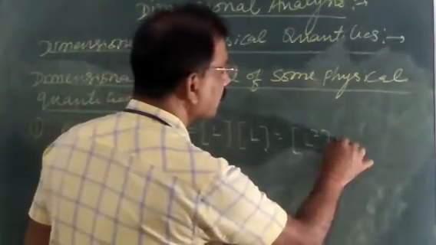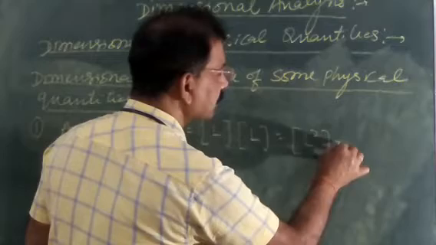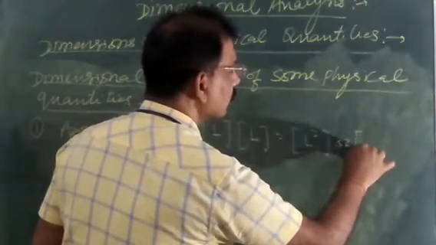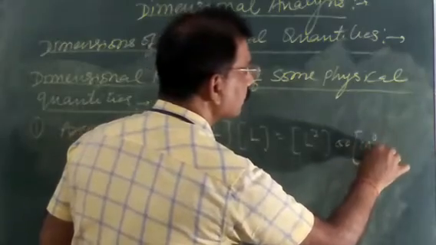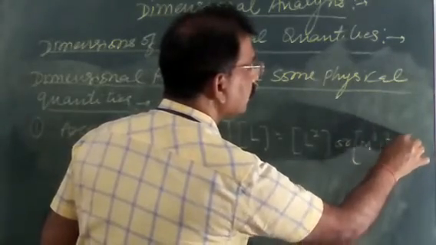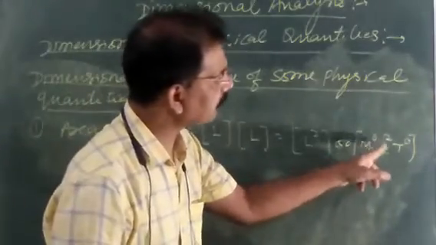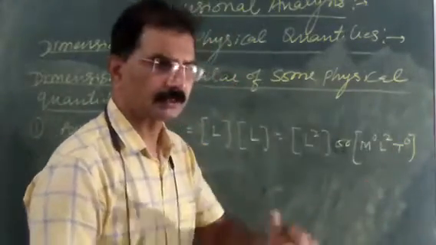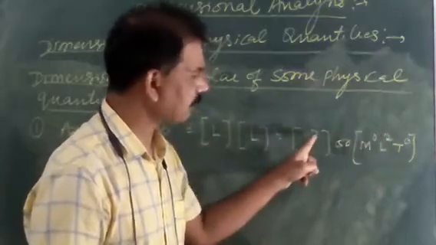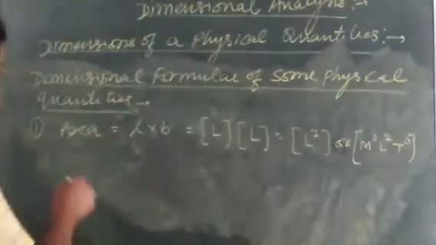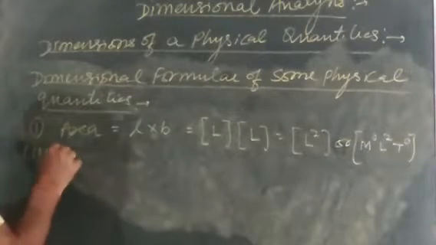It can also be written in another way, as in your book also: M to the power 0, L to the power 2, T to the power 0. But it is not necessary to always write M to the power 0 and T to the power 0. Simply write L to the power 2, it's enough for area. Similarly, second, suppose volume.